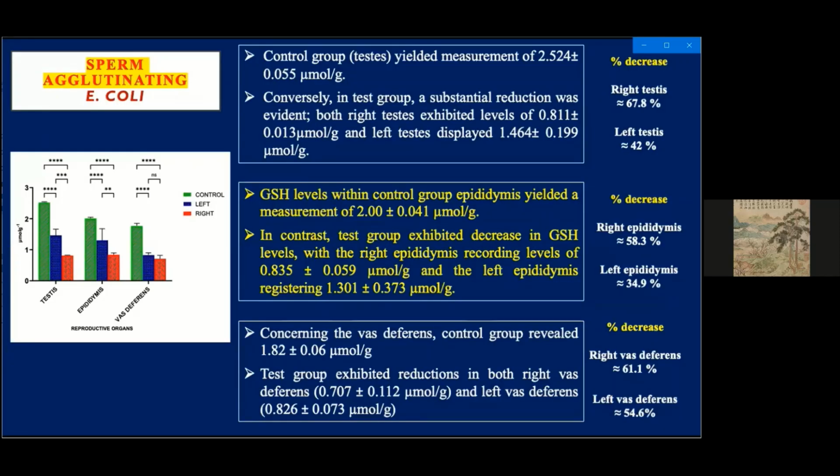From the results, it could be observed that in the case of sperm-agglutinating E. coli administered mice, when we estimated the level of reduced glutathione, there was a significant decrease in the level in the right organs as compared to the left organs, and again the maximum decrease was in the right testis as compared to right epididymis or right vas deferens. So from the results, it can be seen that the antioxidant level goes very low as compared to the control group. So from these results, it can be seen the ROS level goes high and antioxidant level goes low, resulting in a more severe condition. Maybe this is one of the mechanisms by which the microorganism might be leading to azoospermia.